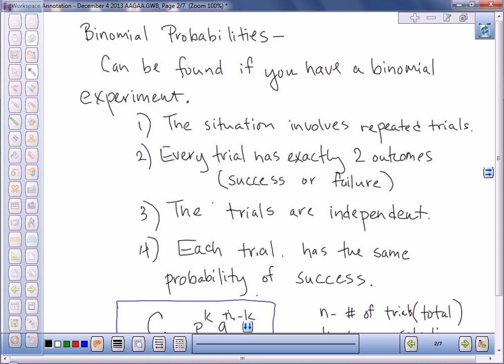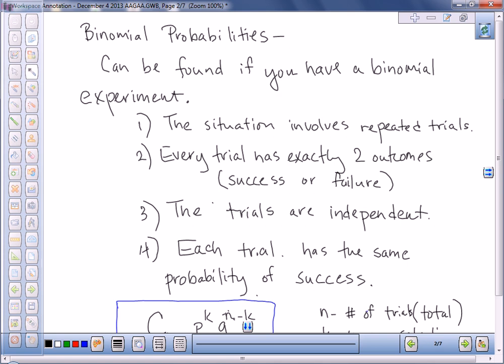Now, does this satisfy the conditions for a binomial experiment? Are there repeated trials? Yes. Are there exactly 2 outcomes? Either I draw an ace or I don't draw an ace. Are the trials independent? Yes, because I put the card back every time, didn't I? Does each trial have the same probability of success? Yes. Each time I put the card back, so the probability of choosing an ace is 4 out of 52 every time. So that is an example of a binomial experiment.